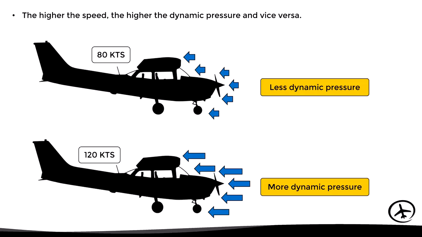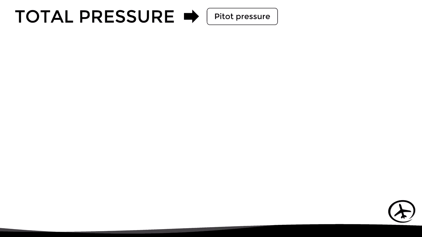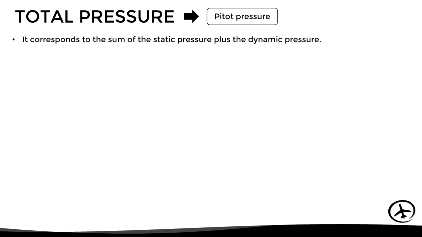Having already seen the definition of dynamic pressure, let's now see the last one, which is the total pressure, also known as Pitot pressure. This corresponds to the sum of the static pressure plus the dynamic pressure. Let's see this through an example.